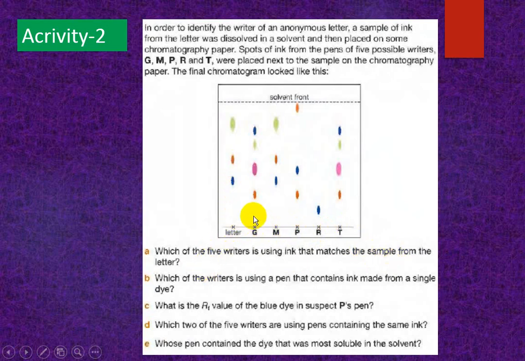So which of the five writers matches the sample from the letter? This one, this M, this is P, this color R, only one color. T, four colors. M, three colors. The letter also has three colors. So which sample matches the letter's colors? G, M, P, R, T.